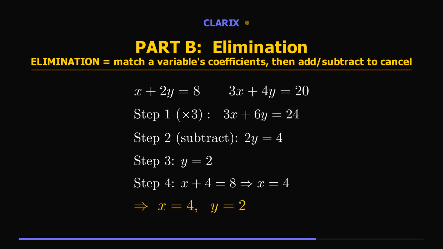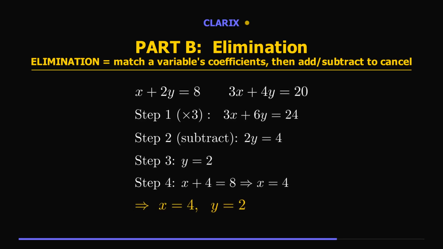So 2y equals 4. Step 3. Solve: y equals 2. Step 4. Back substitute into equation 1: x plus 4 equals 8, so x equals 4. So the solution is x equals 4, y equals 2.